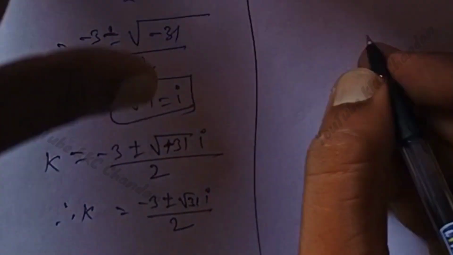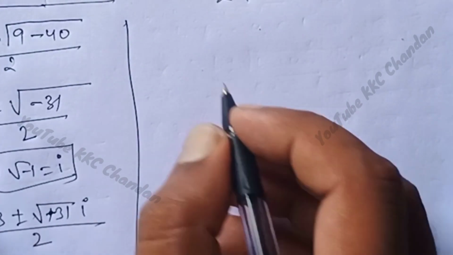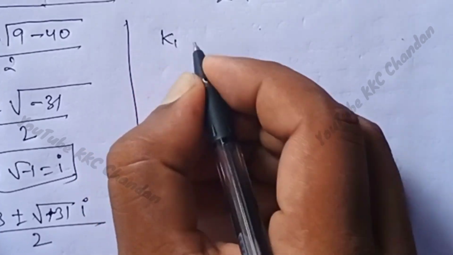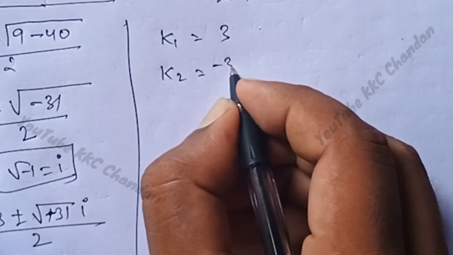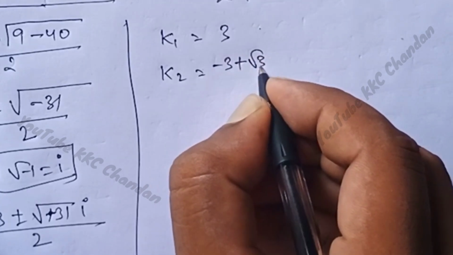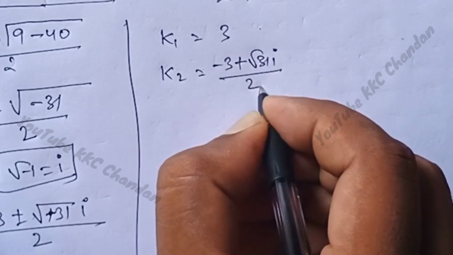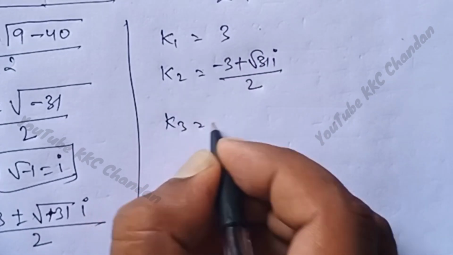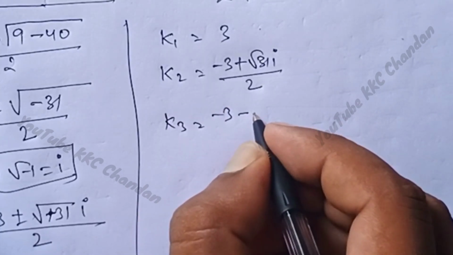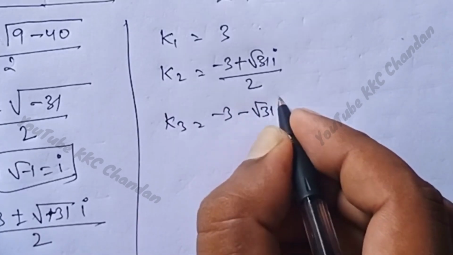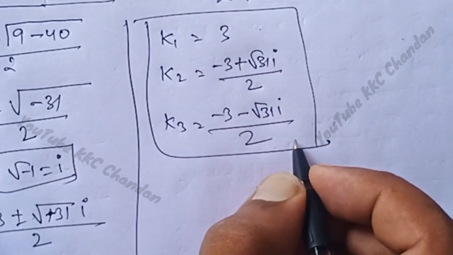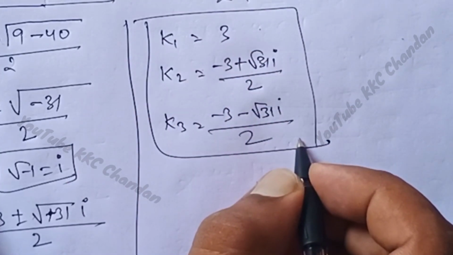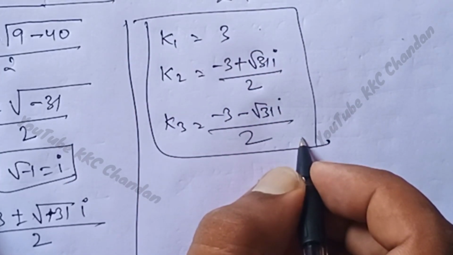Here the k values: k1 is equal to 3, k2 is equal to minus 3 plus root 31 iota divided by 2, k3 value is minus 3 minus root 31 iota divided by 2. This is my final answer. This is the value of k. Once you check how to make this question, how to solve this question.